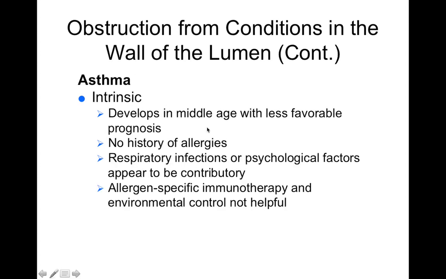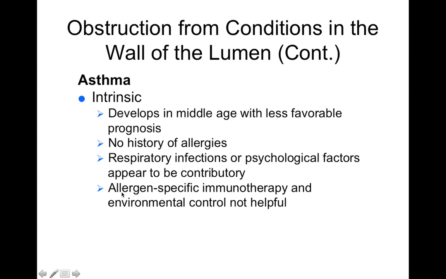Intrinsic asthma can develop in middle age. It has a less favorable prognosis. It can even occur in people with no histories of allergy. Respiratory infections or psychological factors can be contributory. So stress can precipitate this sort of intrinsic or adult form of asthma. Otherwise, respiratory infections can also lead to these asthma-type symptoms as well.